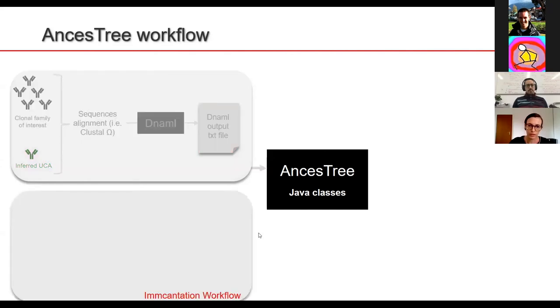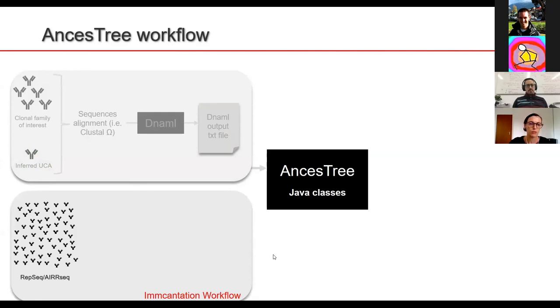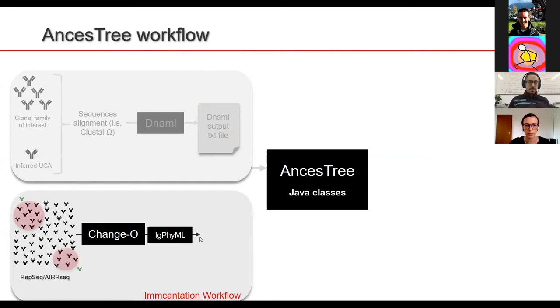The second way to use Ancestry is through the Immcantation workflow. This is when you've done some repertoire analysis, so high throughput sequencing of antibody sequences. There is this very nice software called Change-O that will do the clonal clustering of your clonal families, and it also infers the common ancestor of each clonal family. They also developed an algorithm called IgPhyML, which is specific for immunoglobulins, to infer a phylogenetic tree. So at the end, you have a set of output files that can be used as an input into Ancestry.